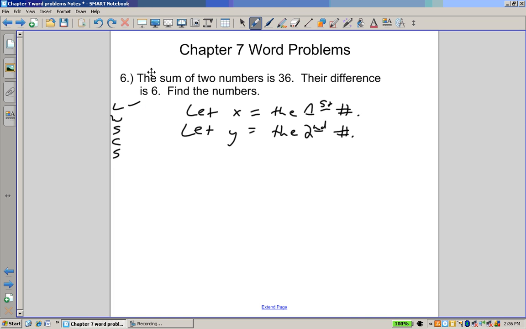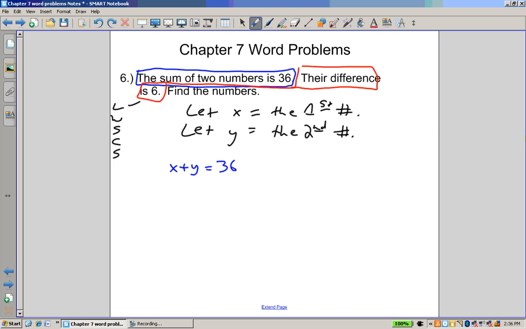So it looks like the first equation is going to come from that. Looks like that's comparing the numbers. And the second one is comparing the numbers as well. So the sum of the numbers is 36. So x plus y, the sum, adding them, is 36. And then their difference is 6. So subtract them. That would be 6. Okay, so we did let. Now we've done write. We've written down the equations.